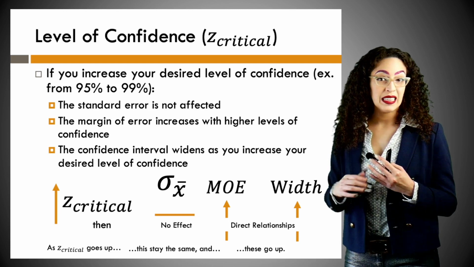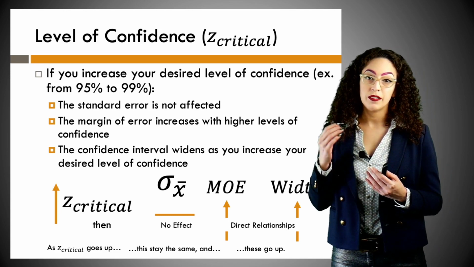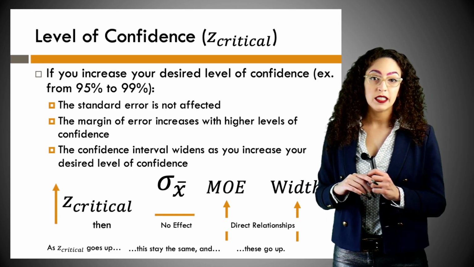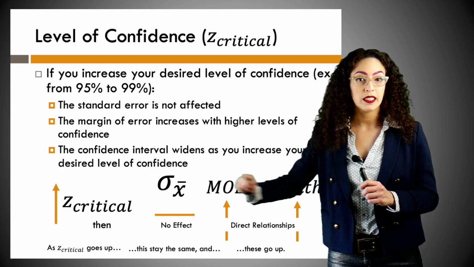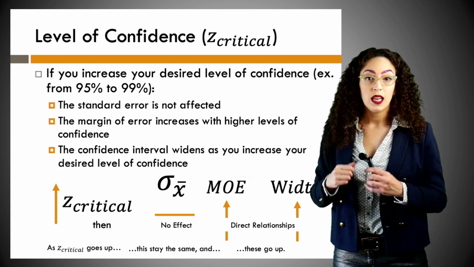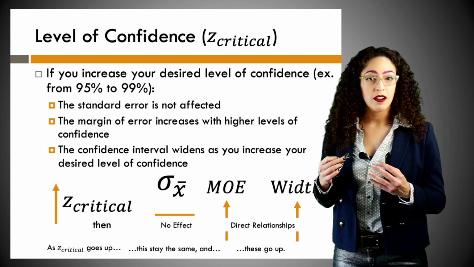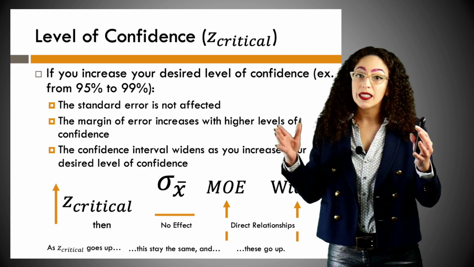So firstly, the standard error is not affected because standard error is made up of the variability divided by the square root of n. The level of confidence has nothing to do with that. So standard error stays exactly the same, is not affected at all by the level of confidence you select. But it does have an effect on the margin of error. The more confident that you want to be, the wider you have to cast that net.